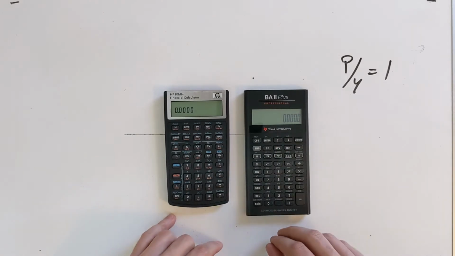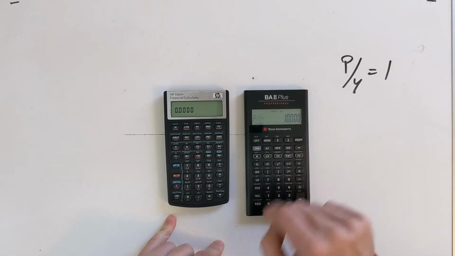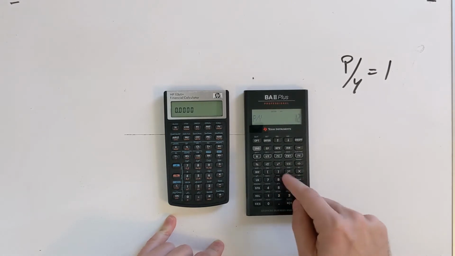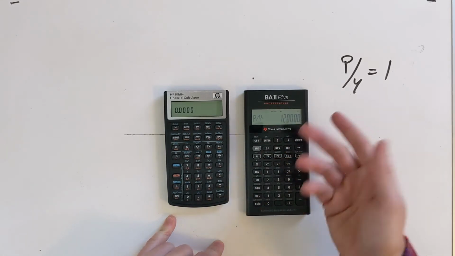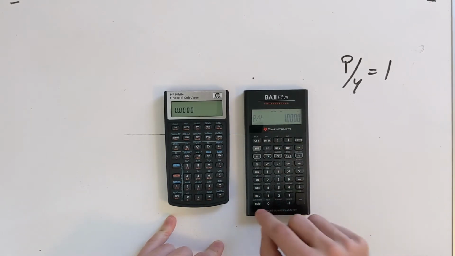On the TI, the setting is above the I/Y key. So I hit the second, hit that key. It says, okay, I'm at 1. If I wanted to change it, I would just push in the number. So if I wanted to change it to 12, hit the number, hit enter, there it is. I want to go back to 1, there it is.